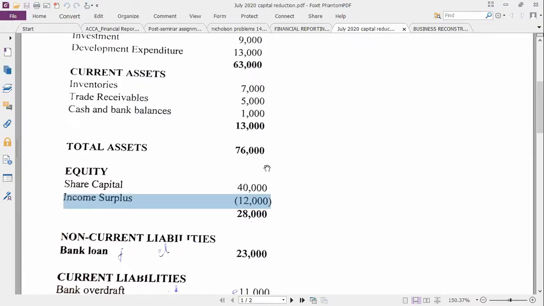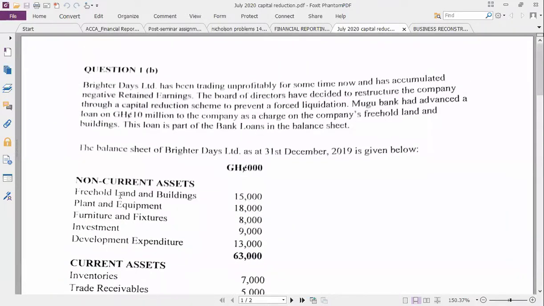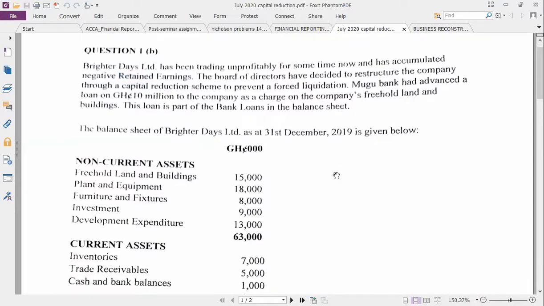Please, the income support is the same as what? Retained earnings. So take note. Even though here it was stated as negative retained earnings, it is basically the same. So take note. Now let's come through.